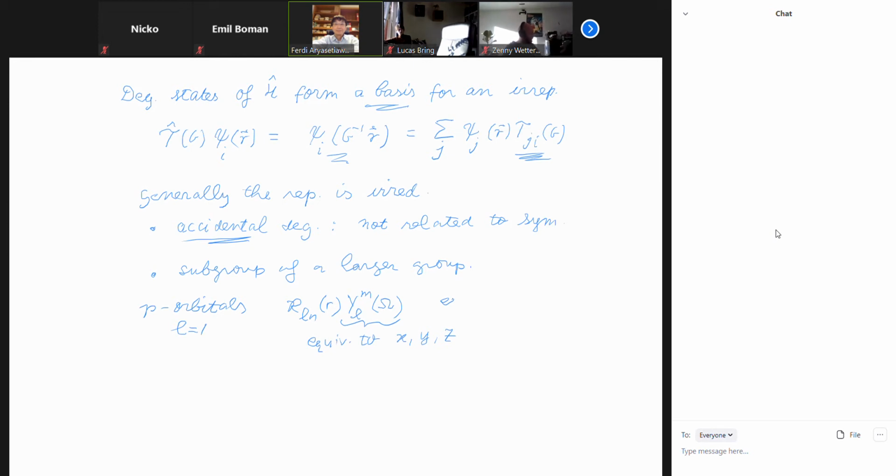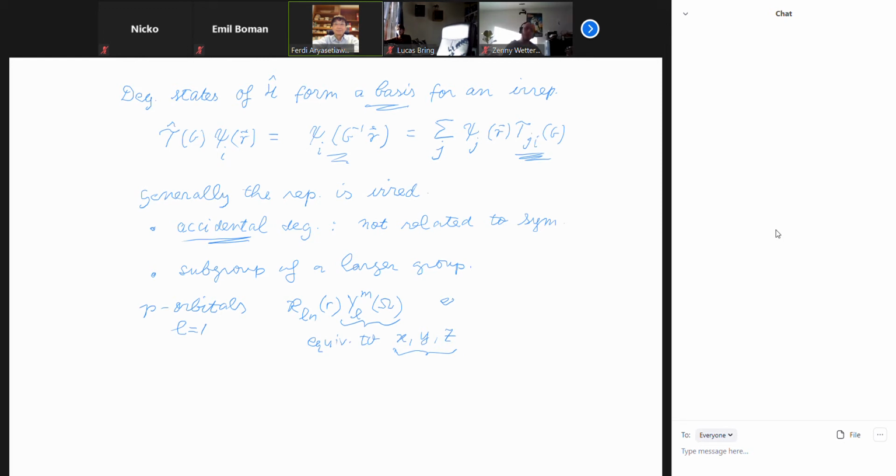Now, if we have a full rotation symmetry, then no matter what we do, we always need these three components, x, y, and z. If we take an arbitrary function in this x, y, z subspace, then if we rotate, we need all these three functions, x, y, and z. It is not possible to reduce the subspace.